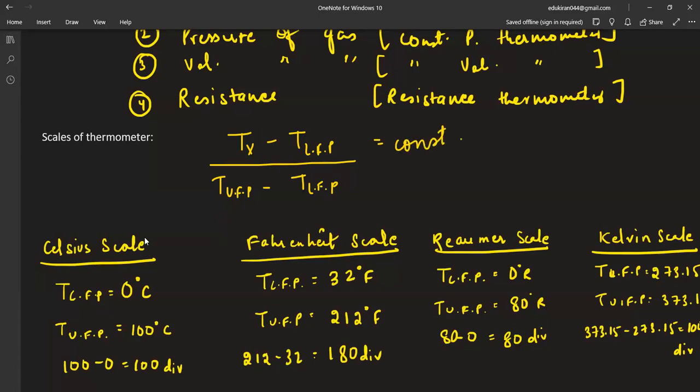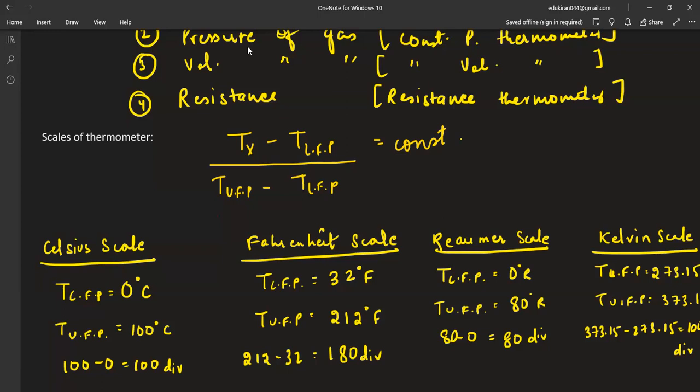All right, first let us talk about the Celsius scale. In the Celsius scale, you have the lower fixed point as 0 degree, and the maximum value is 100. So upper minus lower will be 100 minus 0, that is 100 divisions. Regarding the Fahrenheit scale, the lower fixed point is 32 degree Fahrenheit and the upper fixed point is 212 Fahrenheit. So the difference will be 180 divisions.